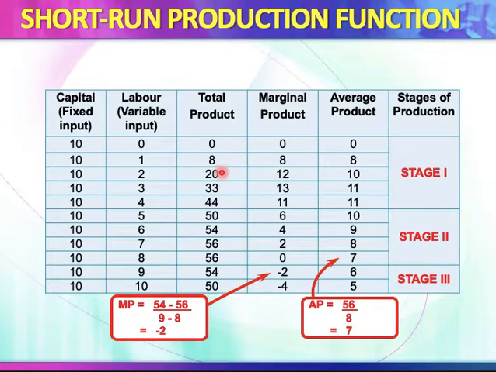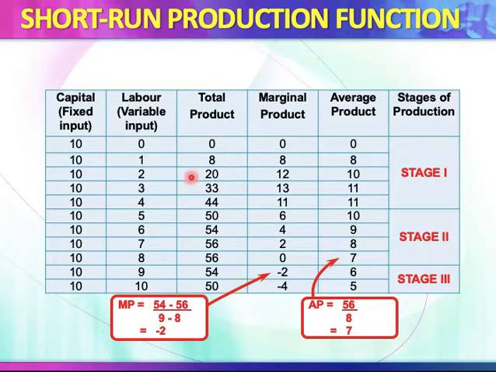When Bala comes into the factory, there is an increase in production. How much is the increase, from 8 to 20? Additional shoes, so we subtract 20 minus 8, which is 12. When we add one more worker, there is an increase of 12 shoes. If one worker produces 8, with two workers it becomes 20, so now we add 12. This one is marginal product. Do you understand here?